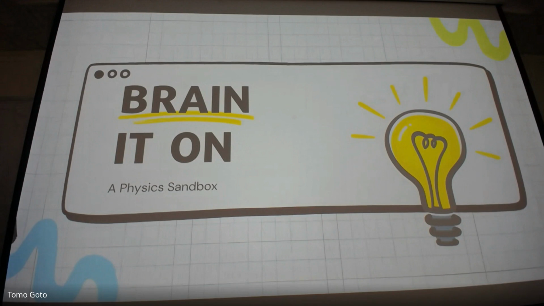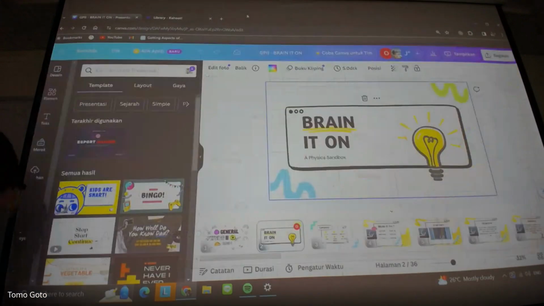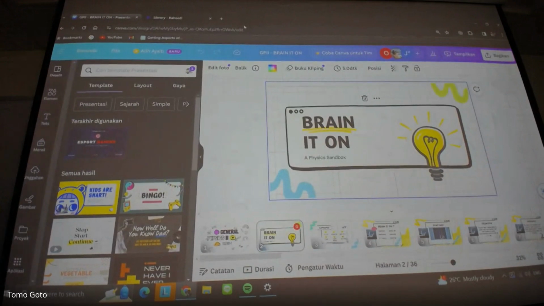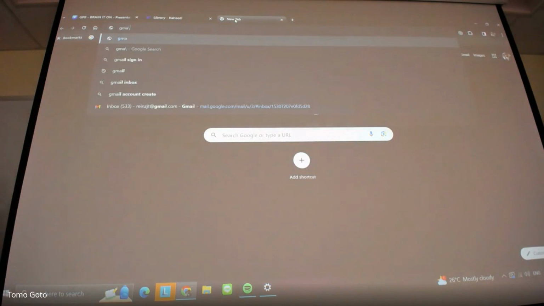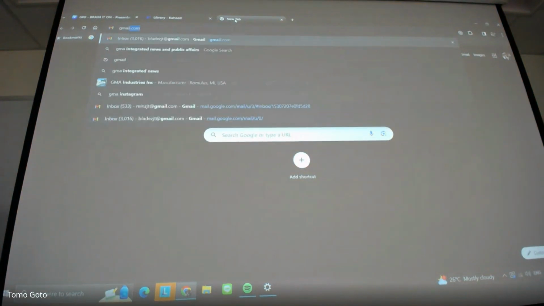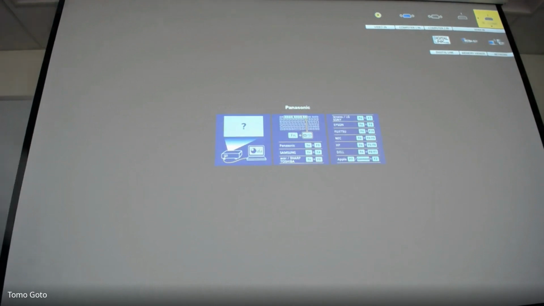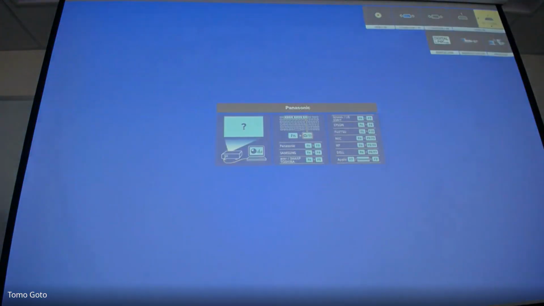I'm sorry. Can you go online and then share the slide? Connect the Google Meet and then share it so that online people can see it. I'll send it to you. Right?